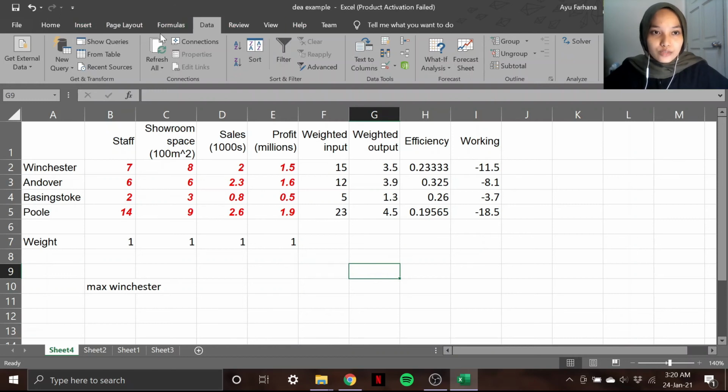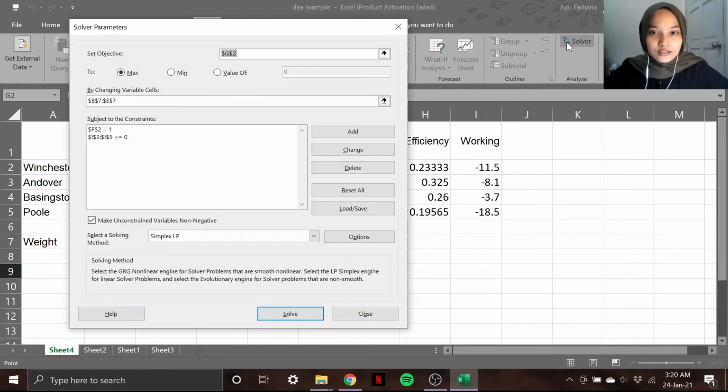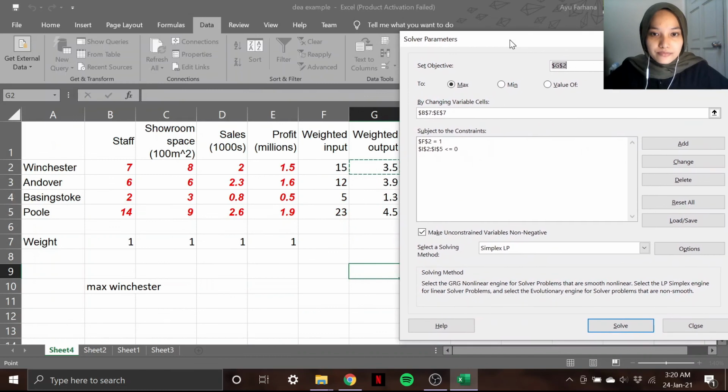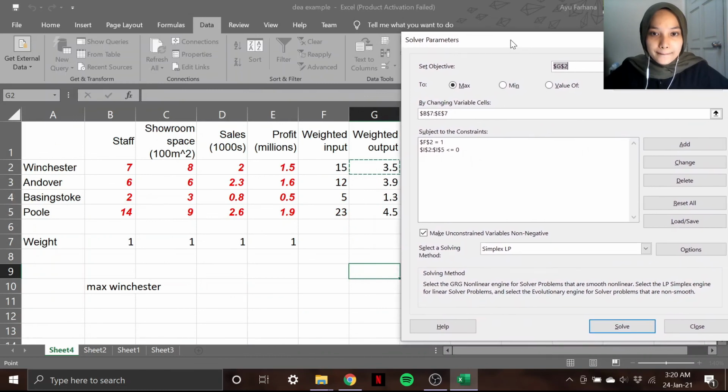So here we will use Solver. After you click the Solver, this will appear on your computer. The set objective, referring back to the primal, is actually the weighted input. Here the weighted input for Winchester is 3.5, and we choose maximize.